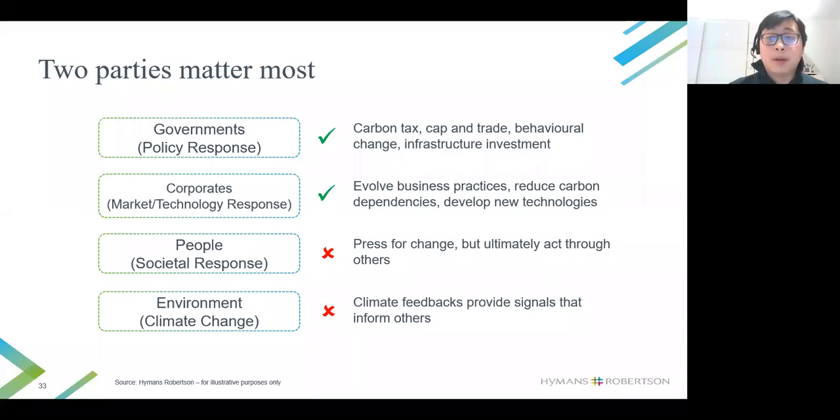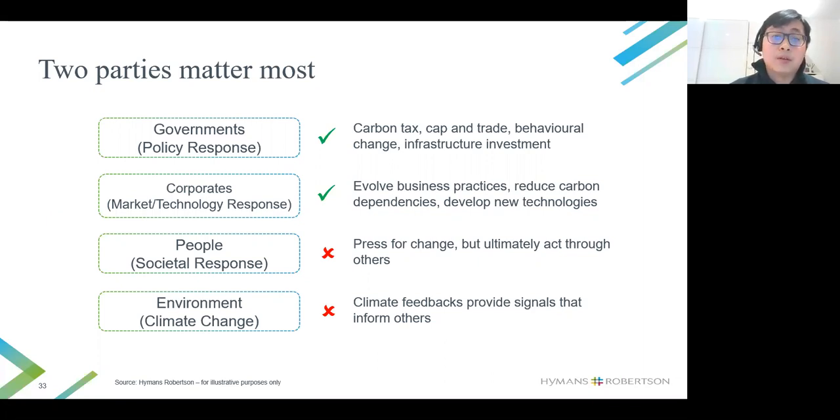Then we have the general public, who could press for change, as we have seen with the protest by the Extinction Rebellion. But the changes will ultimately manifest through other parties. Moving on to the next party, which is corporates, the level of engagement and speed of response from corporates will be an important factor, as they are one of the main contributors of carbon emission, and therefore have the ability to really make an impact.